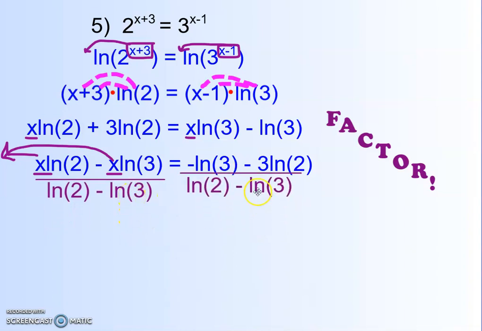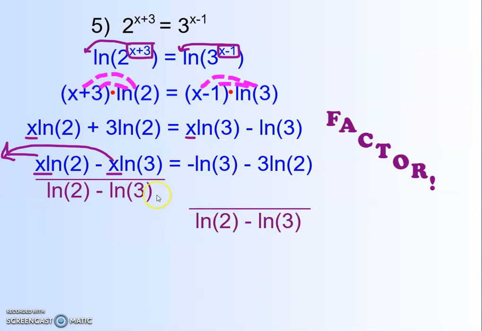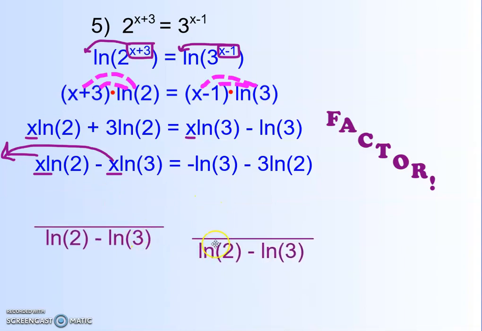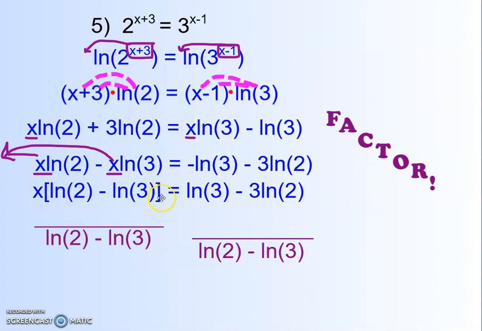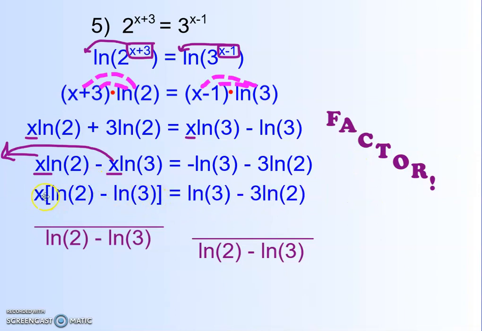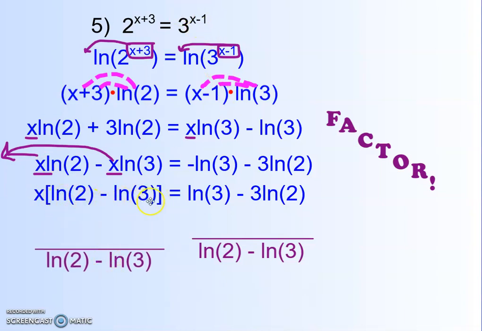I seem to have lost my stuff. Oh, there it is. Okay. I don't know. Something happened there. When I pull that x out, look at what's left behind. This ugly beast right here is left behind. And x flew out. Natural log of 2 minus natural log of 3 is left behind. That's okay. Don't panic here.